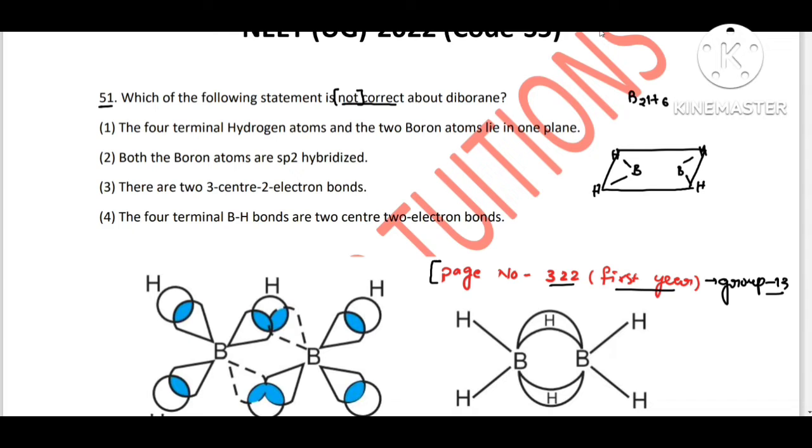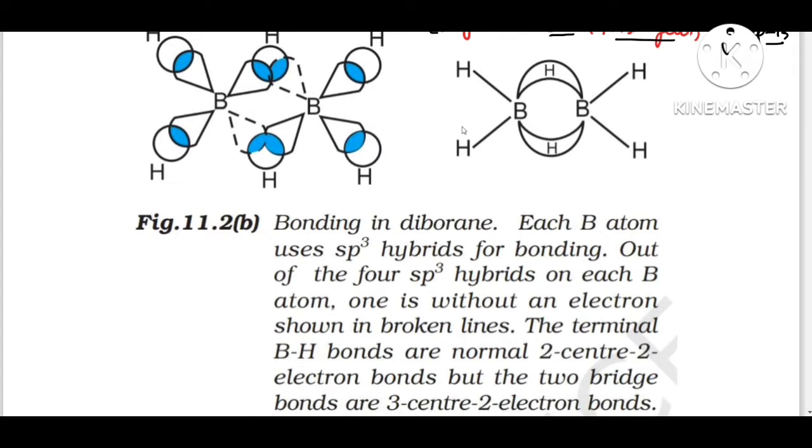We observe that the borons and four terminal hydrogens are in the same plane. The two hydrogens in bridged form are perpendicular to these two borons. Now let us come to the NCERT concept. This is the structure of diborane. Regarding the bonding in diborane, each boron atom uses sp3 hybrids for bonding. Here we conclude that boron's hybridization is sp3. The second boron is also sp3 hybridized. Why? Because four sigma bonds are present. That's why each boron atom is sp3 hybridized.